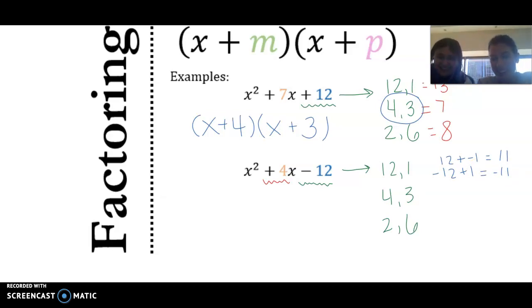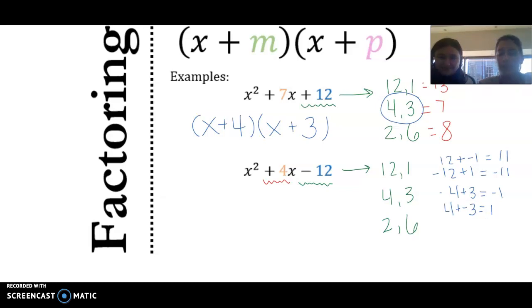Okay, let's try 4 and 3. Let's make the 4 negative this time. Negative 4 plus 3, what's that give me? Negative 1. Now let's do 4 and a negative 3. Positive 1. Okay, now are either of those answers 4? Doesn't look like it. No.